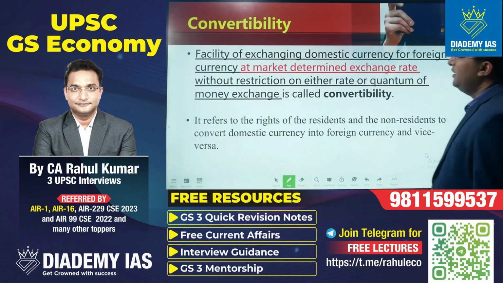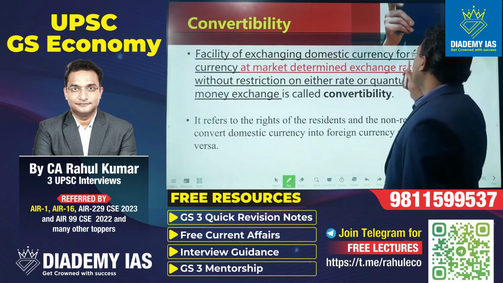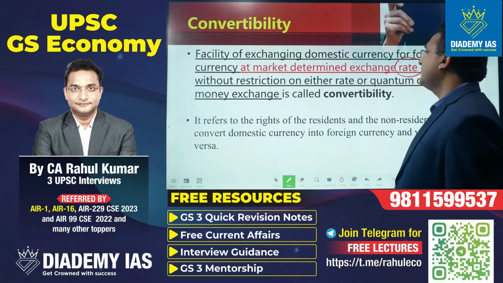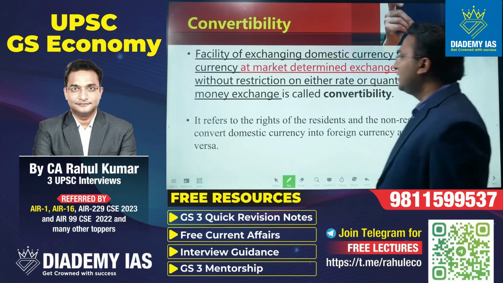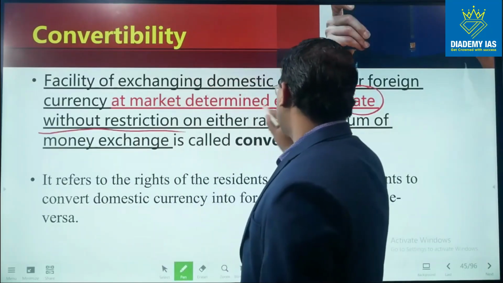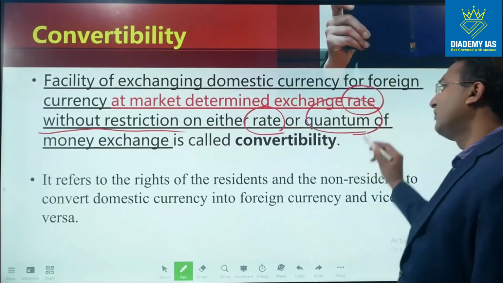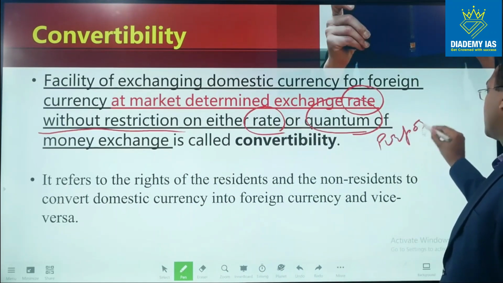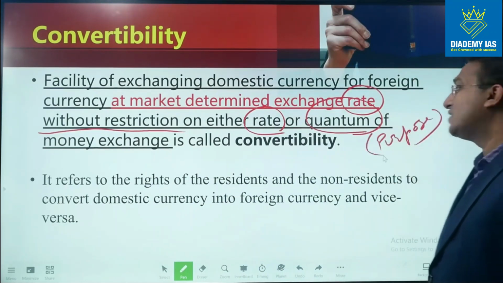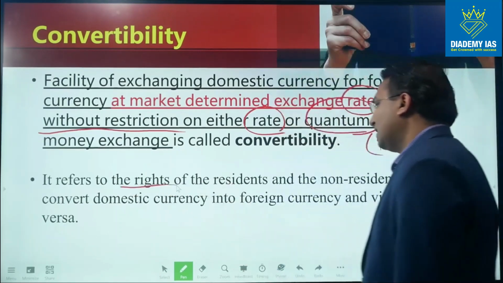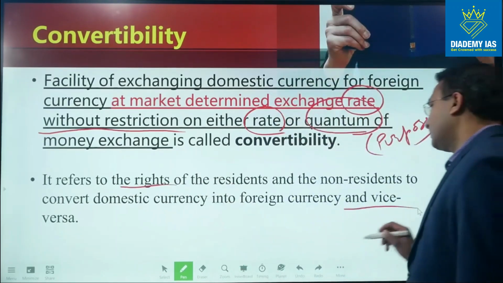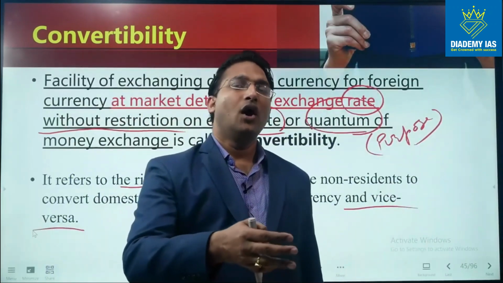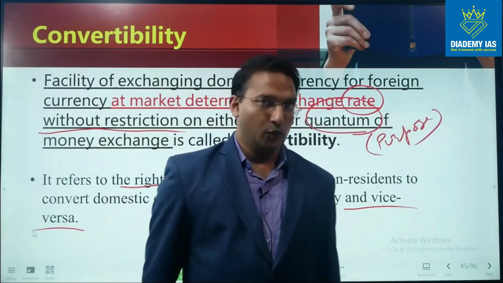What is the definition of convertibility? The facility of exchanging domestic currency for foreign currency at a market determined exchange rate. So the rate is market determined without restriction. There is no restriction about the rate or the quantum of money which is exchanged, and no restriction about the purpose also. It refers to the rights of residents and non-residents to convert domestic currency into foreign currency and vice versa. So this includes the right to convert the Indian rupee into the US dollar, or the US dollar into the Indian rupee.